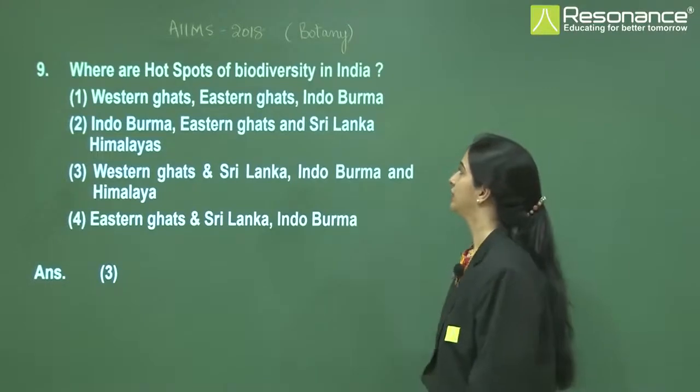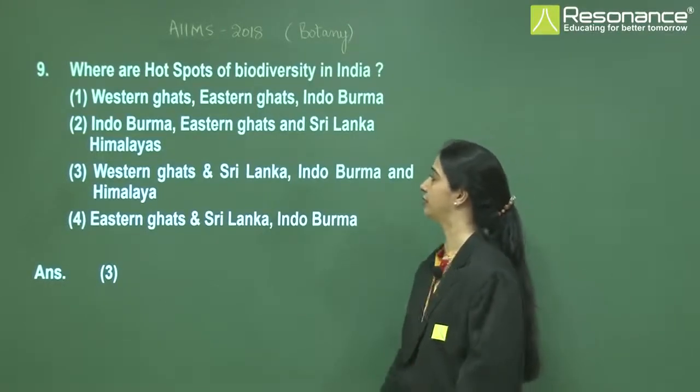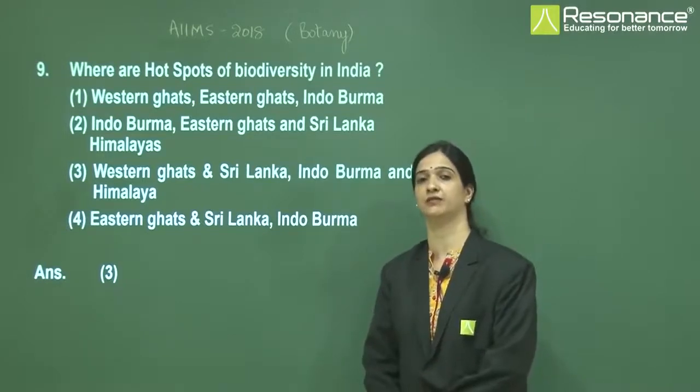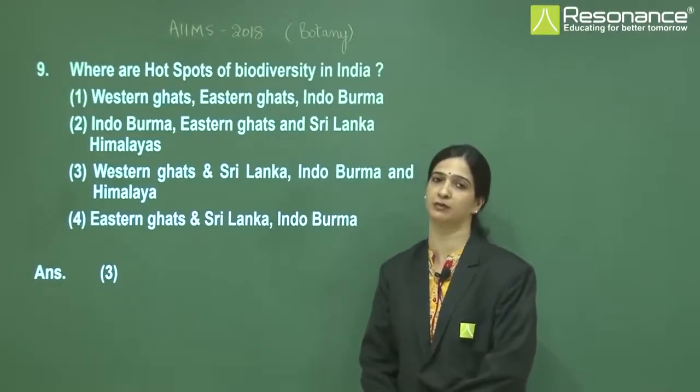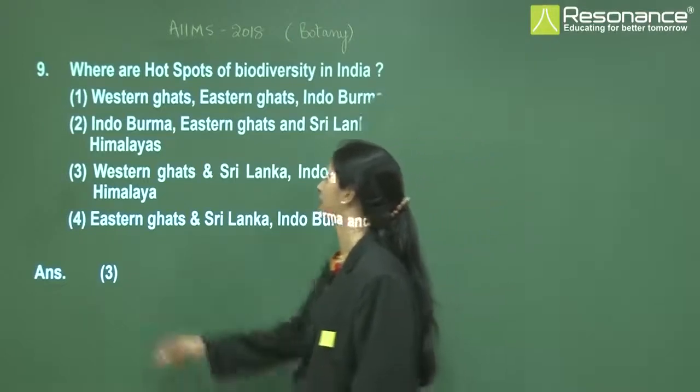Question number 9, where are the hotspots of biodiversity in India? In India, the hotspots of biodiversity are found in the Western Ghats and Sri Lanka, Indo-Burma and the Himalayas. So the correct answer is third.